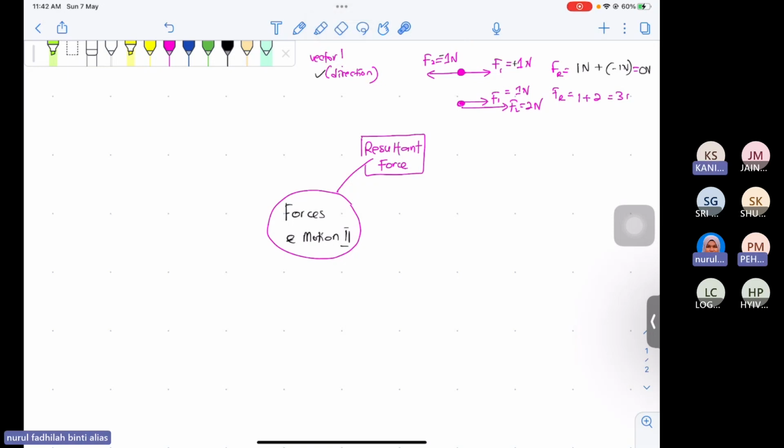Yes, teacher. Alright. Okay, so if you look at these two, they are in parallel to each other. See? This force is parallel to this one. This one is the same, parallel. Parallel means both are horizontal.